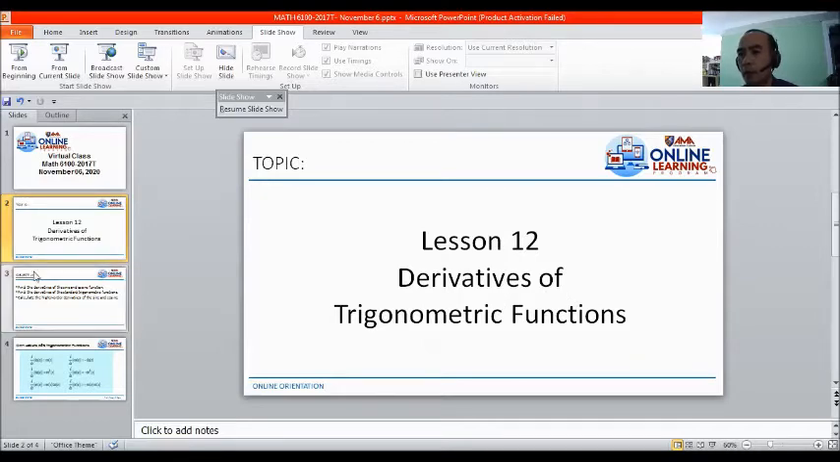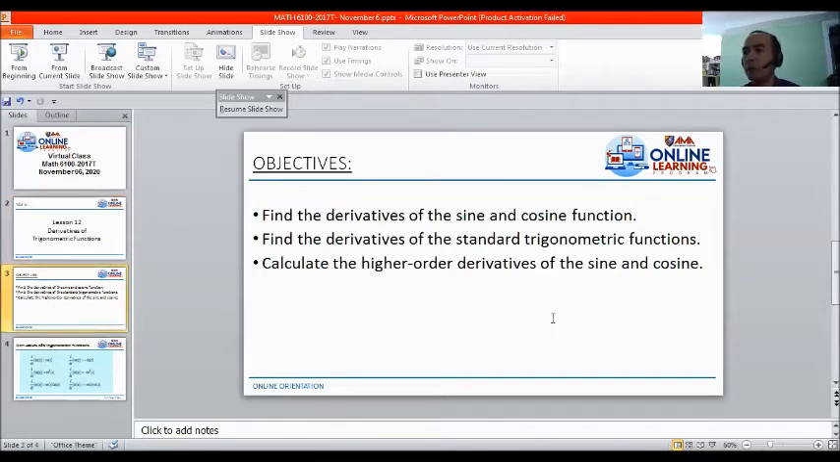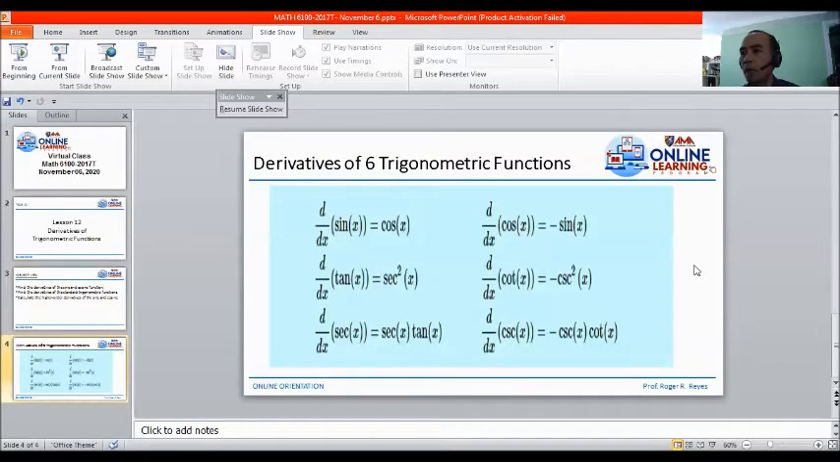So what are the objectives? First, you're going to find the derivatives of the sine and cosine function. Second, find the derivatives of the standard trigonometric functions. Last, calculate the higher order derivatives of the sine and cosine. So we're dealing with higher derivatives of trigonometric functions. So you have now the derivatives of 6 trigonometric functions.